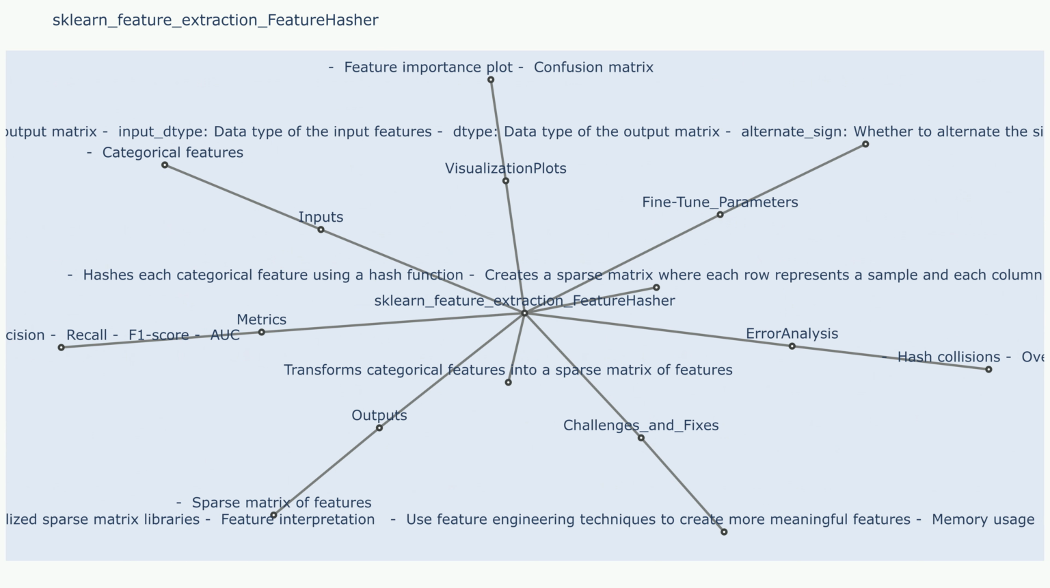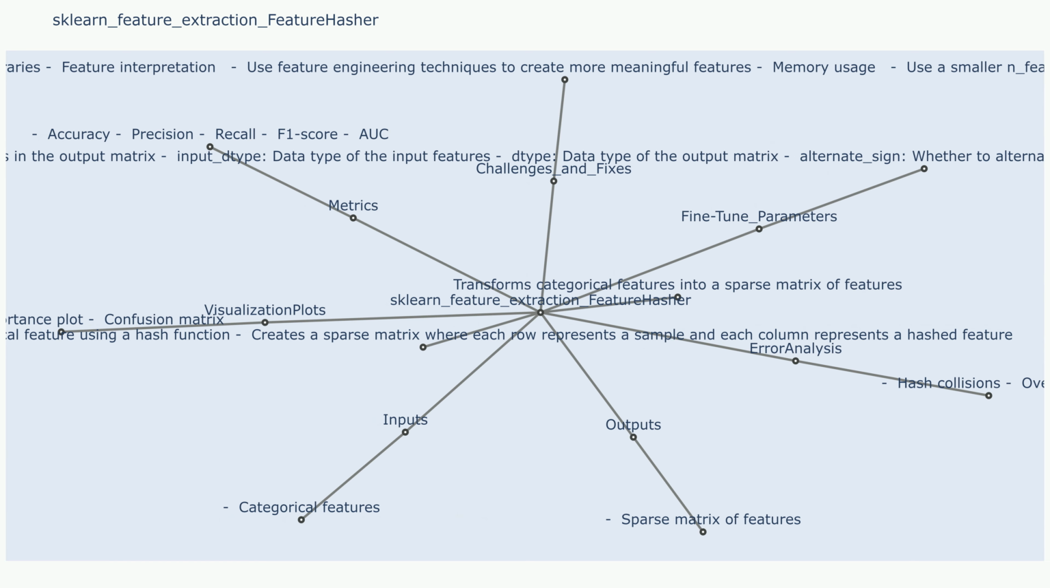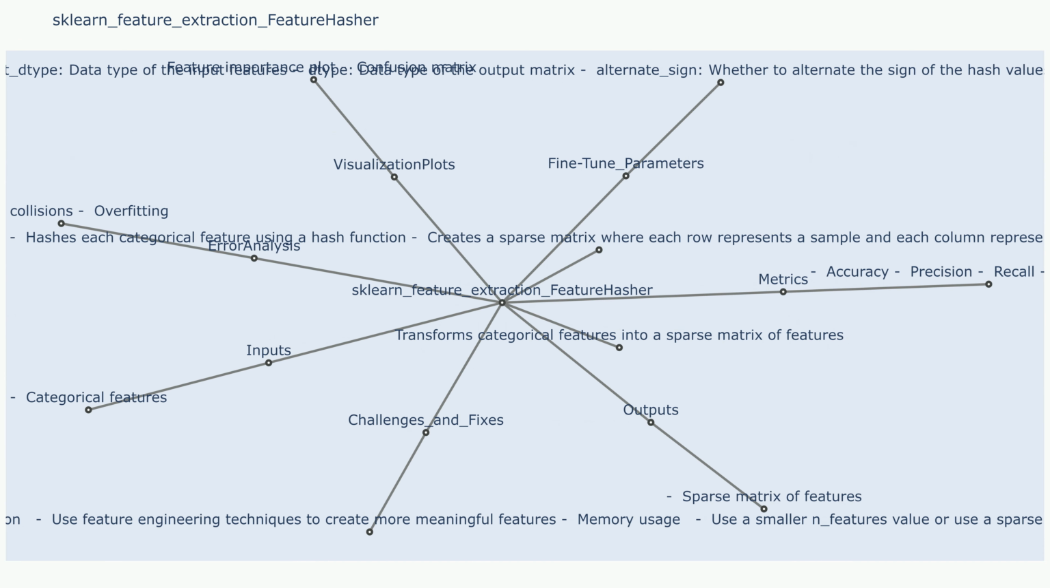Fine-tune parameters. Parameter 1: n_features. Determining the right value for n_features is crucial. Too small a value can lead to an excessive number of collisions, while too large a value can result in a sparse matrix with many unnecessary features. Parameter 2: input_type. The input_type parameter specifies how the input features are interpreted. It can be set to string for raw strings, pair for pairs of strings useful for representing relationships between entities, or dict for dictionaries. Choosing the appropriate input type is vital for accurate transformation.